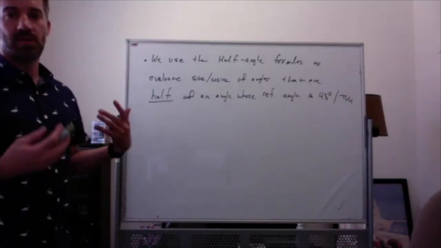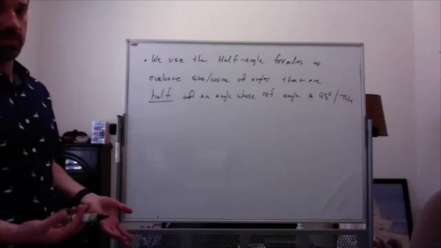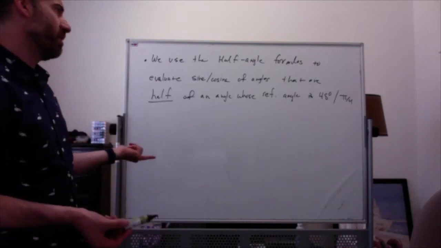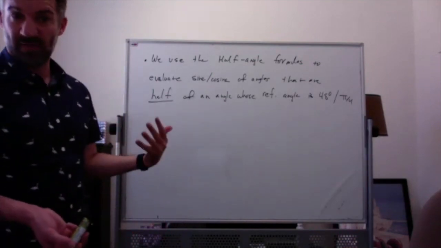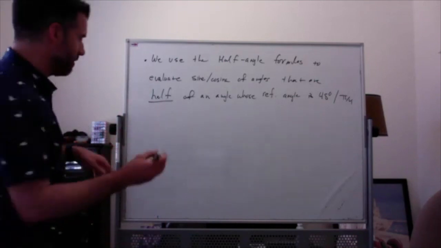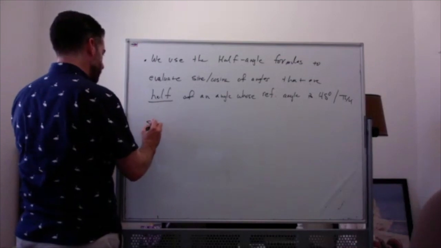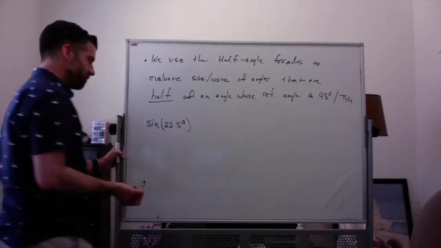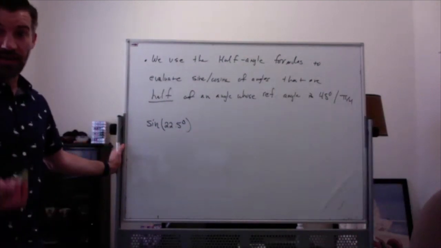Those are typically the types of angles we use this formula for. Now you could use it for anything really, but I'll show you if I have enough time how it's not the best thing to do if you don't have to. So we're going to use this to evaluate, say, sine of 22.5 degrees, which is half of 45 degrees.